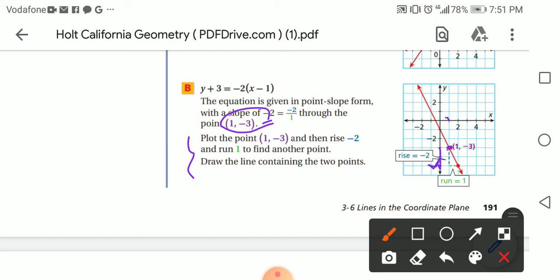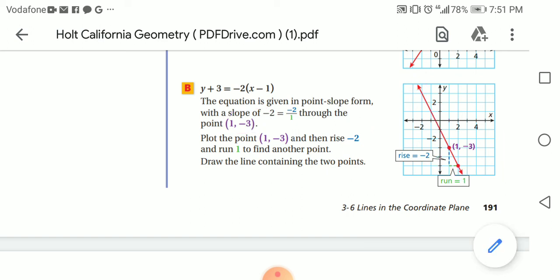Is it obvious here? Is it clear? Can you see this point now? This is the rising of negative 2. Negative 2 goes down, of course. Then what? Then run 1. So I'll run positive 1 to go there. So this is the second point. Then draw the line containing the 2 points. And I have negative 2 here, so don't forget that you're going to draw a line to the left. Is it easy now?